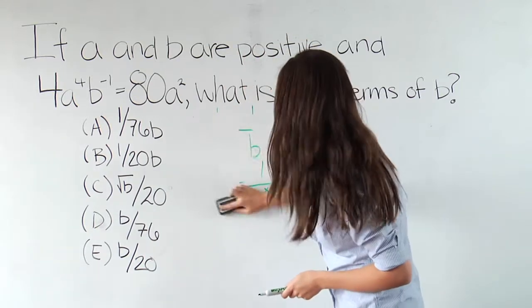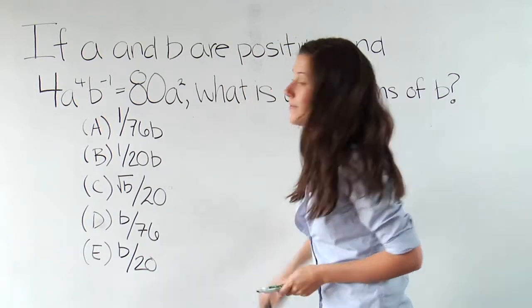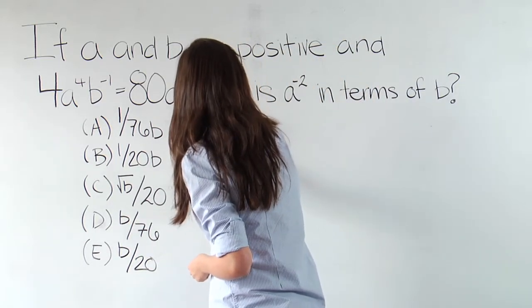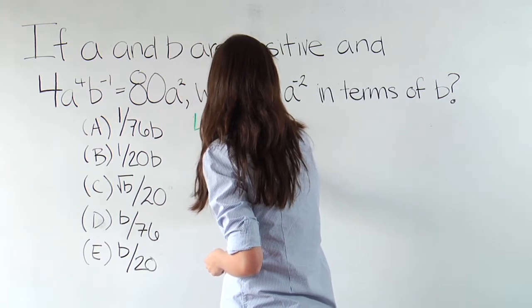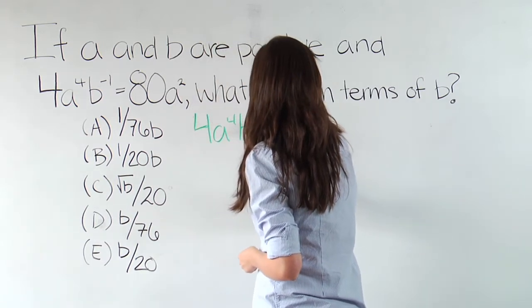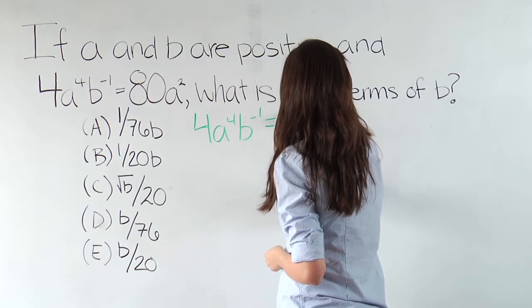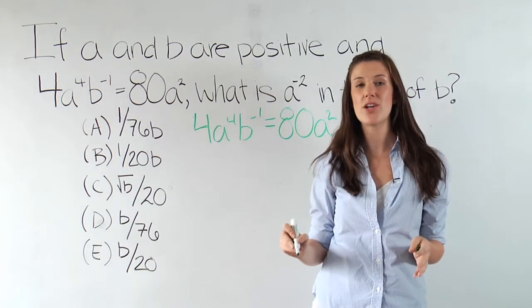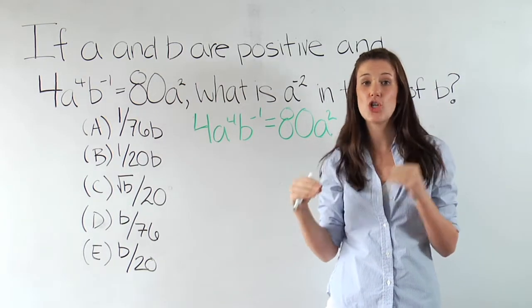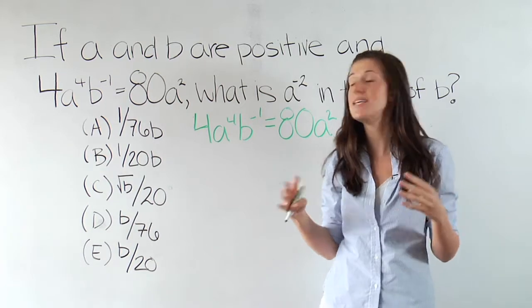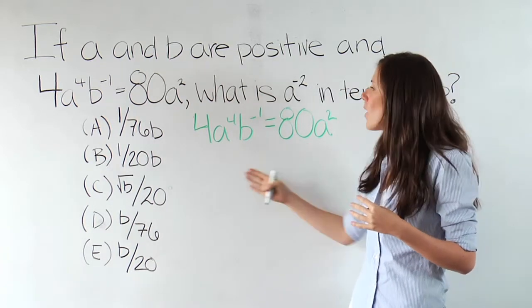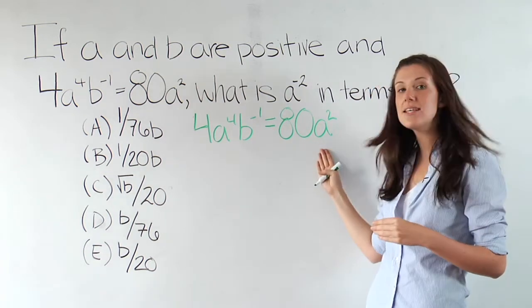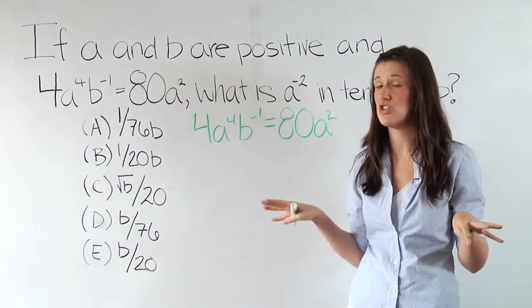So now let's attack this equation and see if we can simplify it a little bit. 4a to the fourth b to the negative 1 equals 80a squared. Now, whenever I'm simplifying an equation, I want to see if there are like terms that I can pull out. So what do I see that both sides have in common? Well, I've got this 4, I've got this 80. I know that's going to go into each other evenly. I've got these a's on both sides. So let's see if I can get rid of some of this junk.